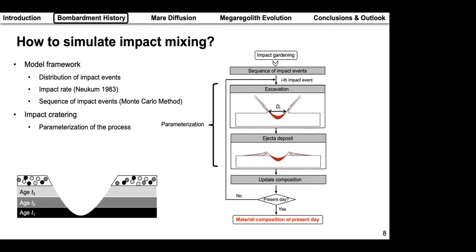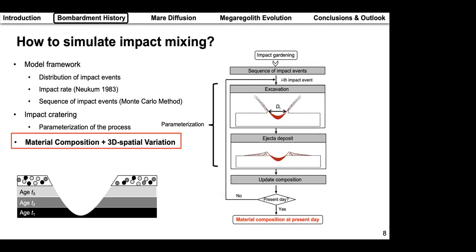Of course, it will also contain new materials directly coming from the young impact event itself. For these Monte Carlo models, it can not only record the material compositions in special dimensions, like over the surface and with the depths, but also the abundance of different components over the surface and at different depths. This is the framework of the model.